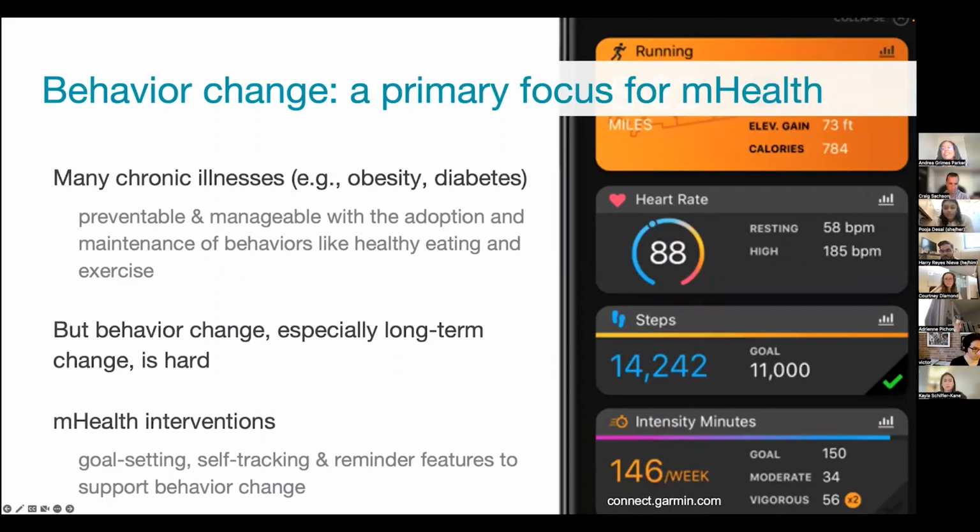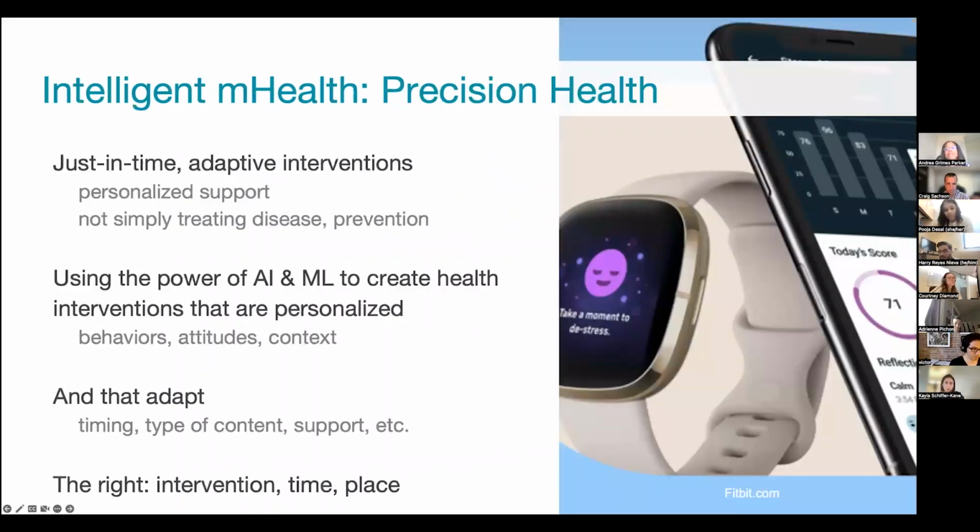So much of the innovation in this space has had a laser focus on helping people engage in healthier behaviors. And this is a really important objective. Engaging in healthy behaviors, as we know, like physical activity and healthy eating, can help people prevent and manage chronic disease. And yet, behavior change is difficult, especially in the long term. So to address this challenge, mobile health or mHealth interventions provide functionality like goal setting and self-tracking features that can help people more effectively engage in behavior change.